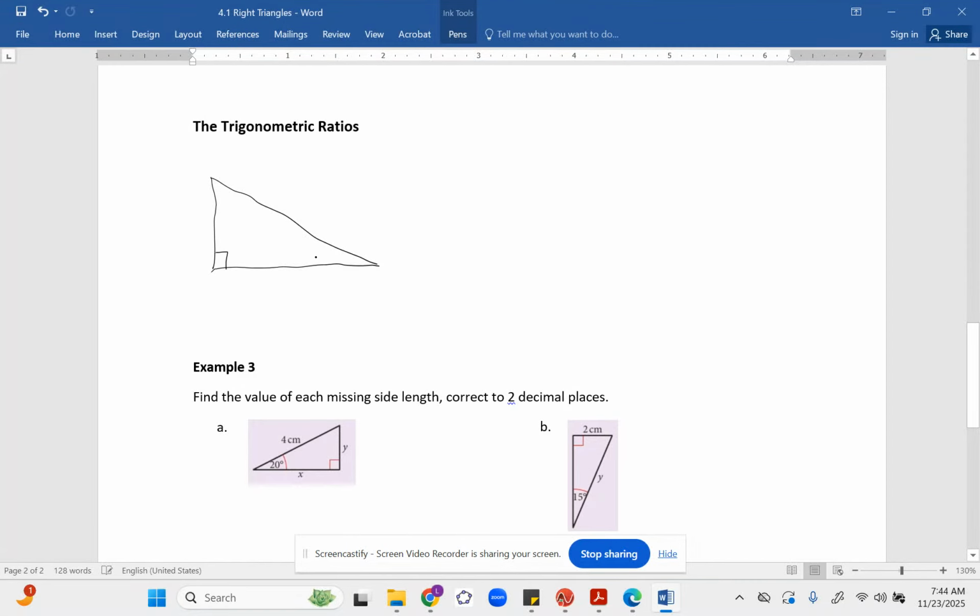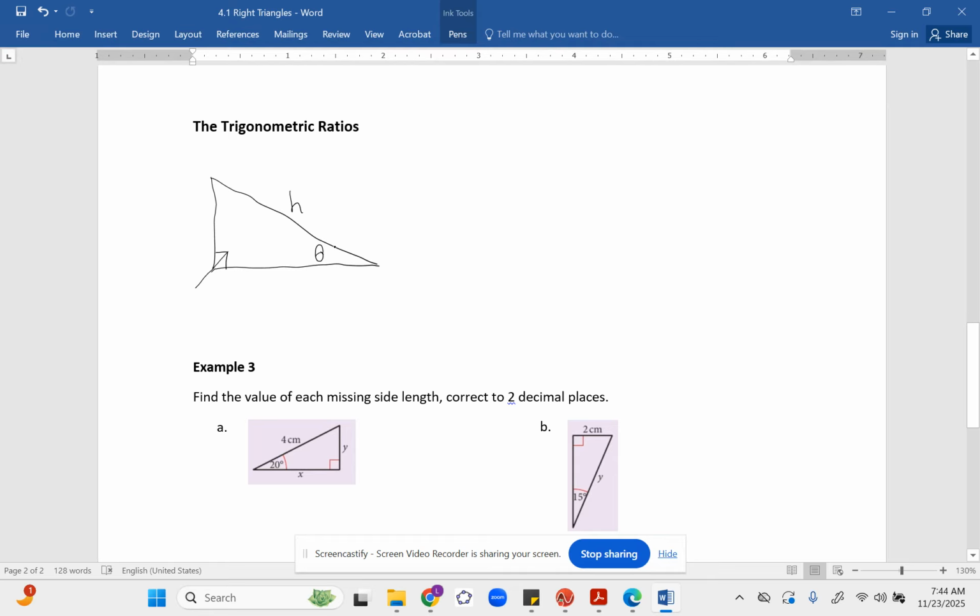What we're going to do is pick one of the non-right angles and call it theta. You can call it alpha, you can call it theta, you can call it whatever you want. I'm going to call it theta. Once you choose an angle, you want to label the sides opposite, adjacent, and hypotenuse. I find it easiest to always label the hypotenuse first. Remember, the hypotenuse is always across from the right angle. So you can turn the right angle into an arrow and label the hypotenuse.